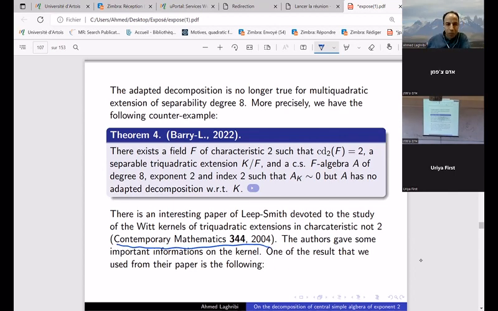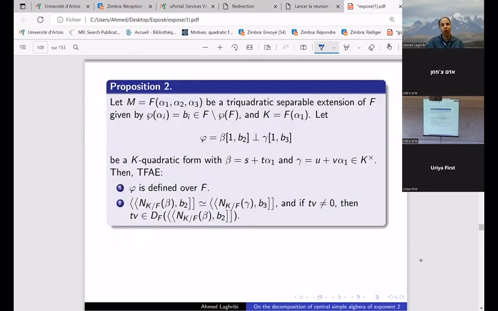And in this paper, the authors studied the Witt kernel of triquadratic extensions in characteristic not 2. And of course, this case is very hard. They couldn't complete this case, this kernel, but they gave very important information. And one of the results that we used from their paper is the following proposition. I give you just the proposition and I will comment a little bit. The analog of this proposition is in their paper, but we adapted it to our case.